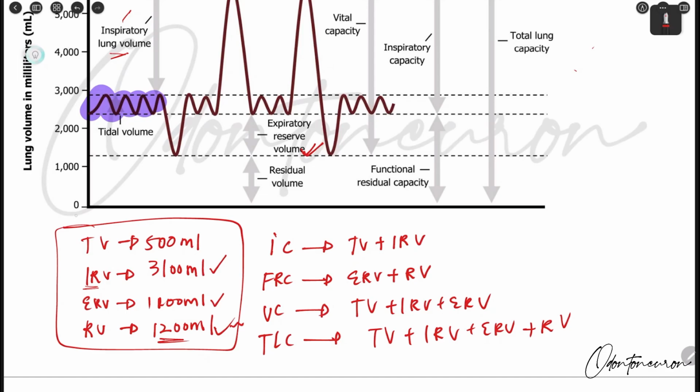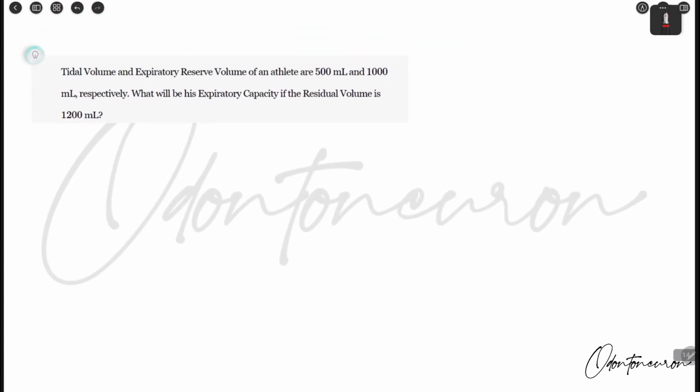Simple. You just have to know these four guys clearly. Once you know these four guys clearly, you'll do this automatically, very spontaneously. Clear? Okay.